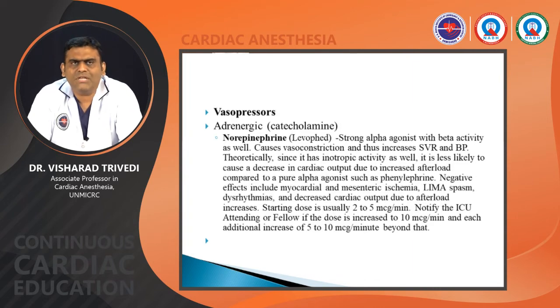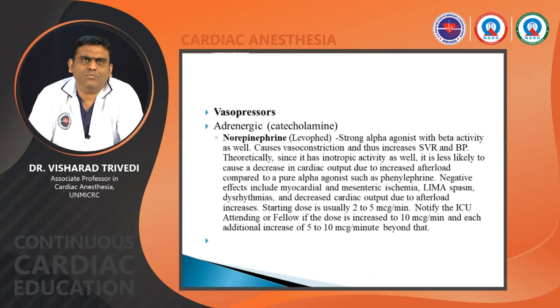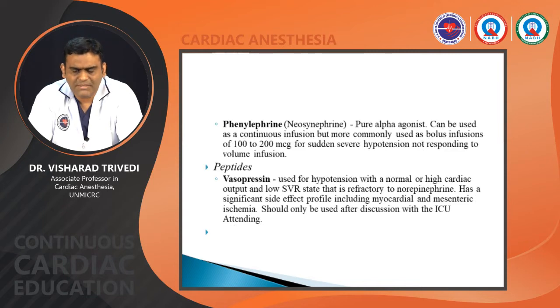Vasopressors mostly used are norepinephrine, phenylephrine and vasopressin. Norepinephrine acts mostly through alpha-1 receptors, causing vasoconstriction and maintaining the blood pressure and perfusion pressure. Vasopressin is mostly used for refractory hypotension or refractory vasoplegia patients in which you have a high cardiac output with low SVR even after a full dose of norepinephrine. In that case, vasopressin acts through vasopressin receptors, causing vasoconstriction.